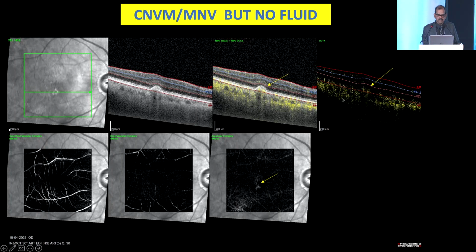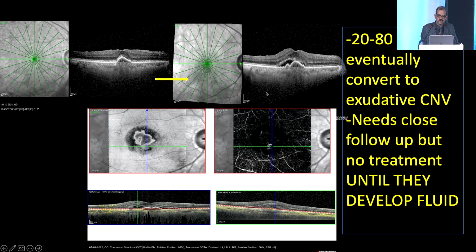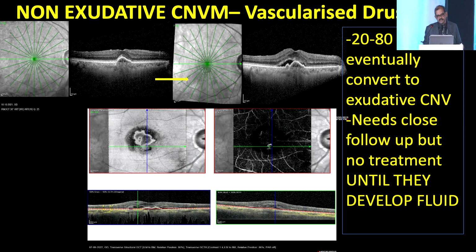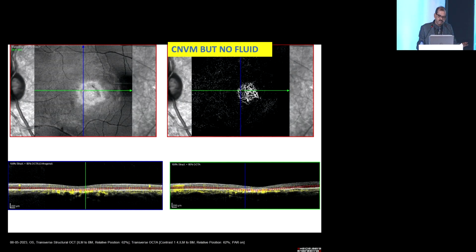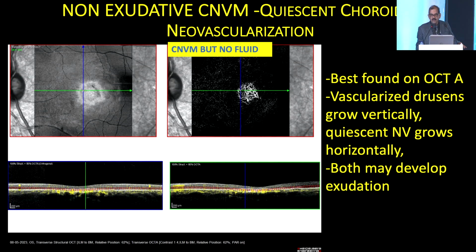This is an interesting patient where you can see the flow is present in this drusenoid lesion, but there is no fluid. These are patients of non-exudative CNVM. They can only be detected on OCT angiography, and about 20 to 80% of these patients eventually convert to exudative CNVM. They need close follow-up, but no treatment until fluid develops. This is a similar patient of quiescent choroidal neovascularization, where choroidal neovascularization is present, but there is no fluid. Similarly, they are best found on OCT angiography, and both these quiescent and non-exudative CNVM may develop exudation at a later date.